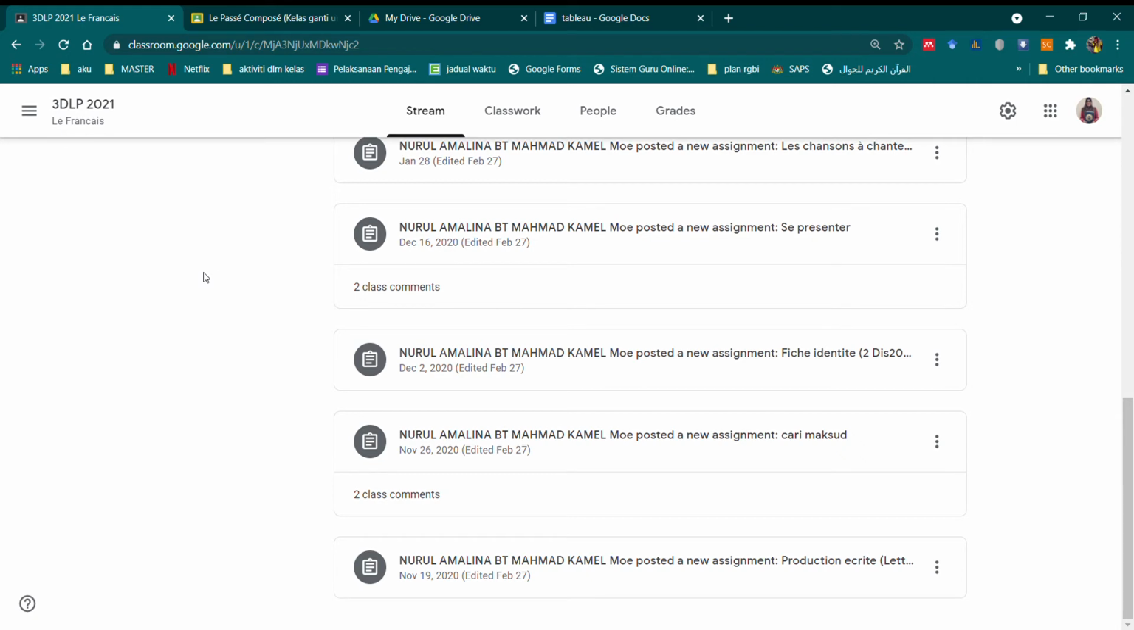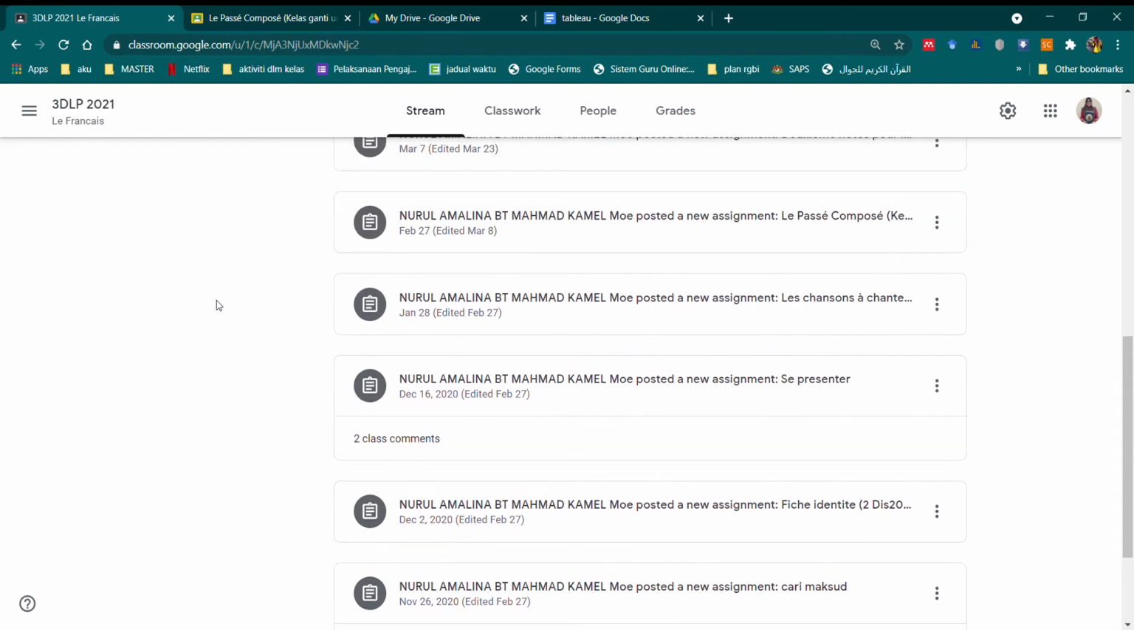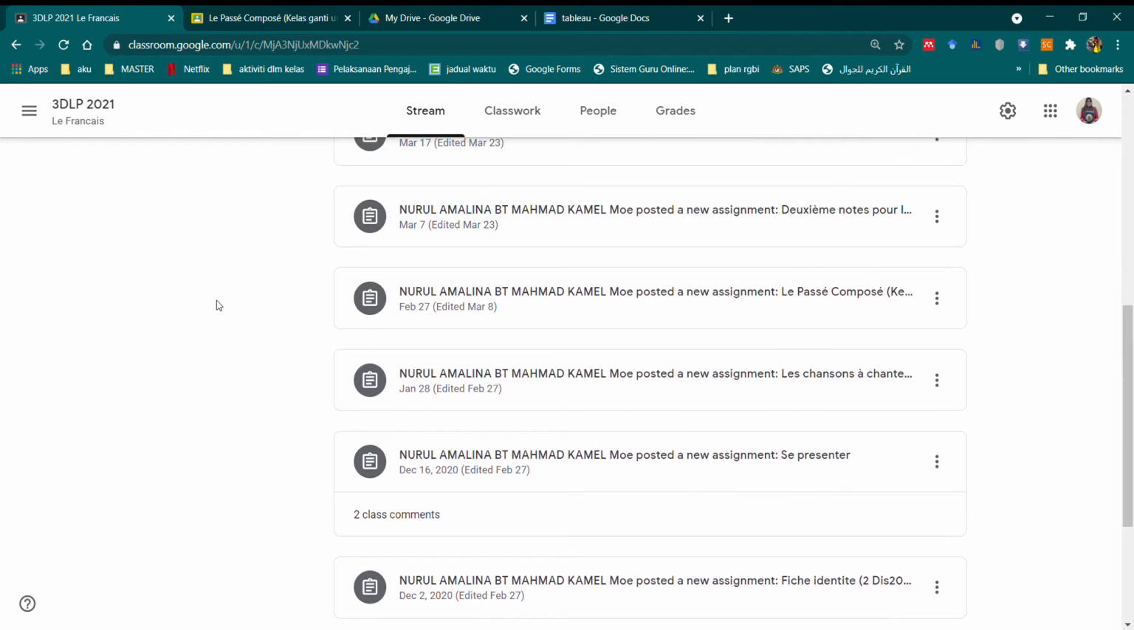So today we are going to learn about le passé composé. Qu'est-ce que le passé composé? Le passé composé is the past tense if you compare it in English. So when you were in Form 1 and Form 2, you have already learned about the present tense, right? How to conjugate in present tense, le présent.